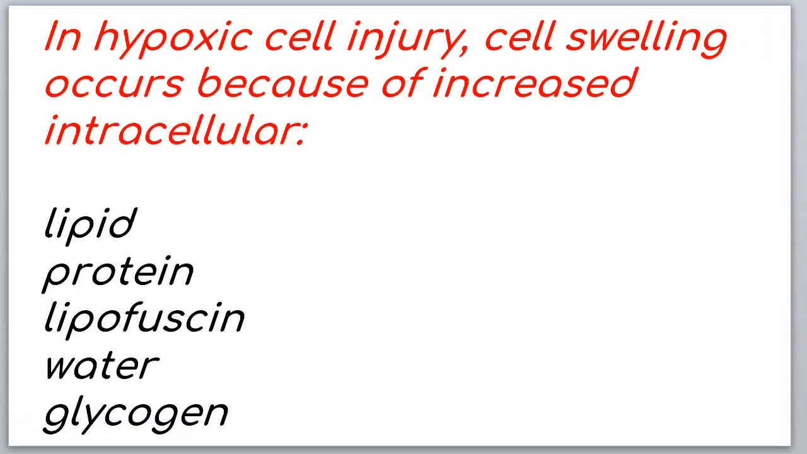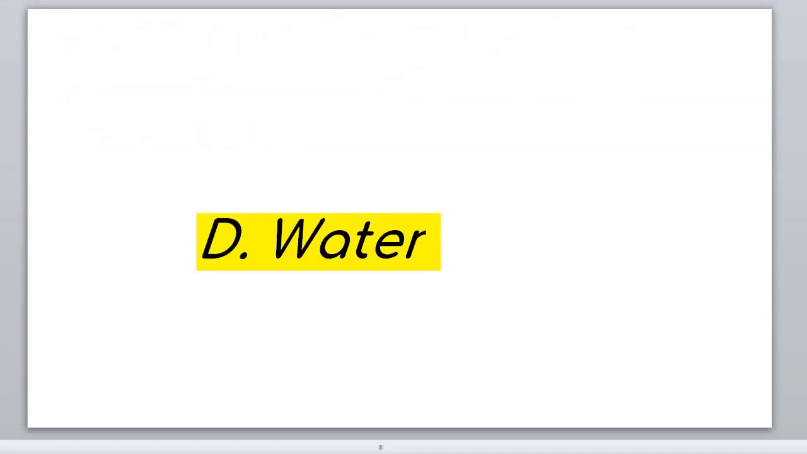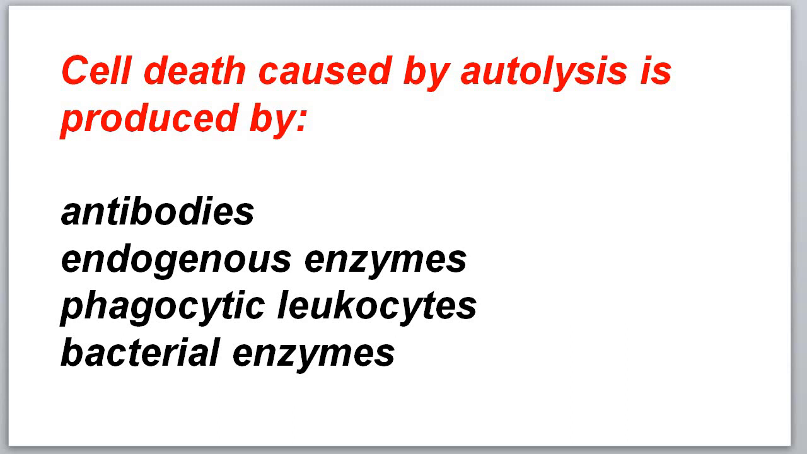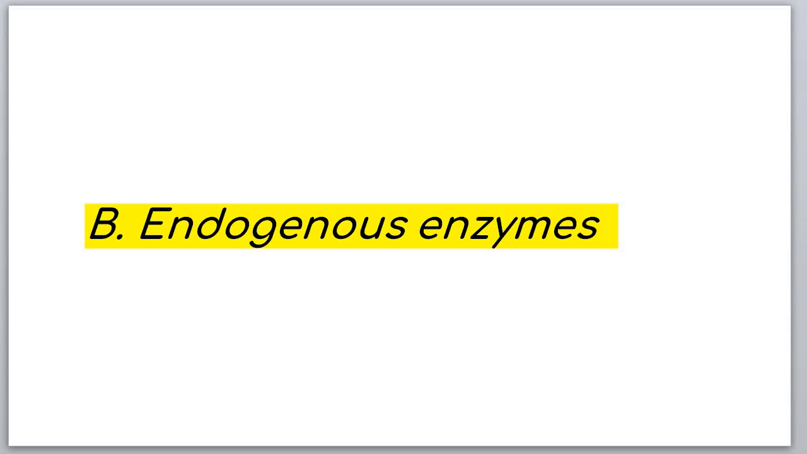In hypoxic cell injury, cell swelling occurs because of increased intracellular lipid, protein, lipofuscin, water, glycogen. In hypoxic cell injury, cell swelling occurs because of increased intracellular water. So, option D, water, is the correct option. Cell death caused by autolysis is produced by option A, antibodies; option B, endogenous enzymes; option C, phagocytic leukocytes; option D, bacterial enzymes. Option B, endogenous enzymes, is the correct option.